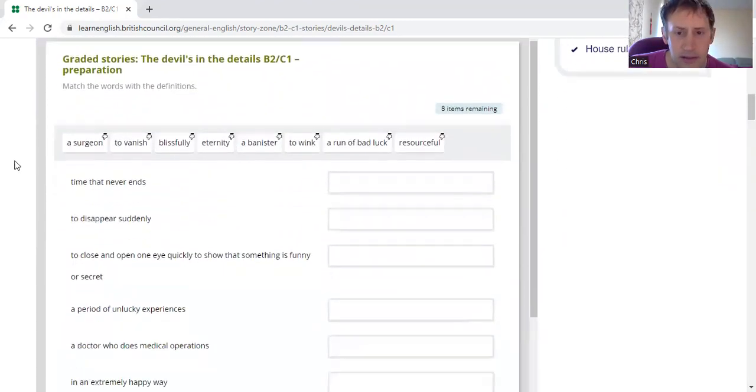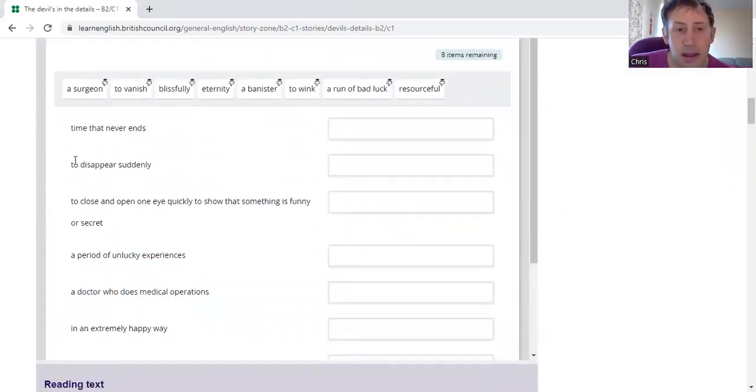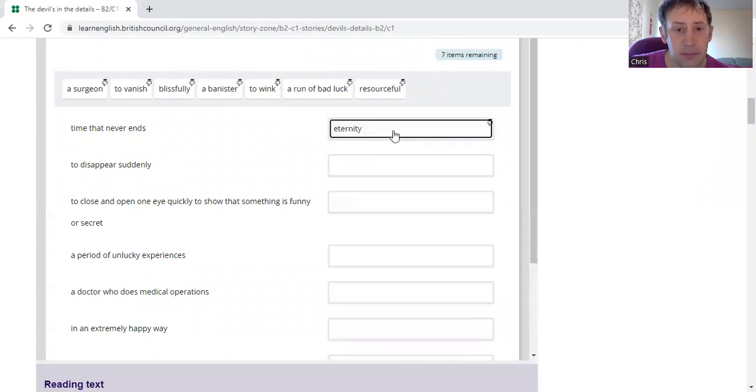There are quite a few actually, but there are 8. So it's hard for me to explain, so I'm just going to go through and do it. A time that never ends is eternity. No, that's disappointing. Can't seem to get it to match properly. Oh, there we go. You click on it, then you click on the place you want it to go. To disappear suddenly.